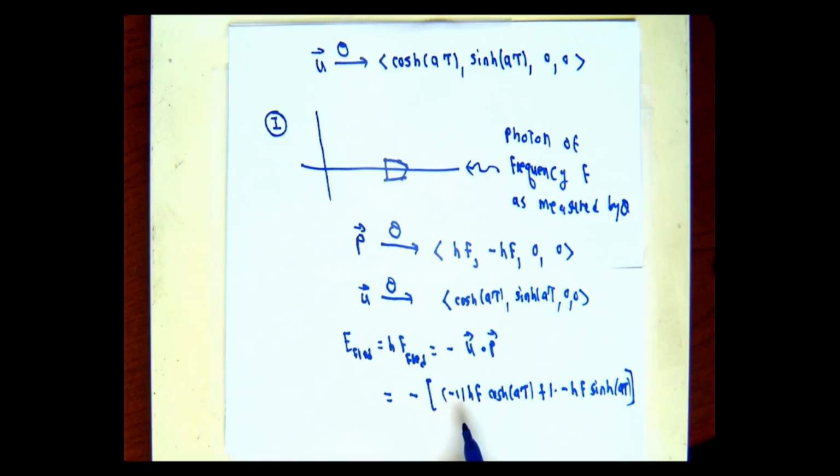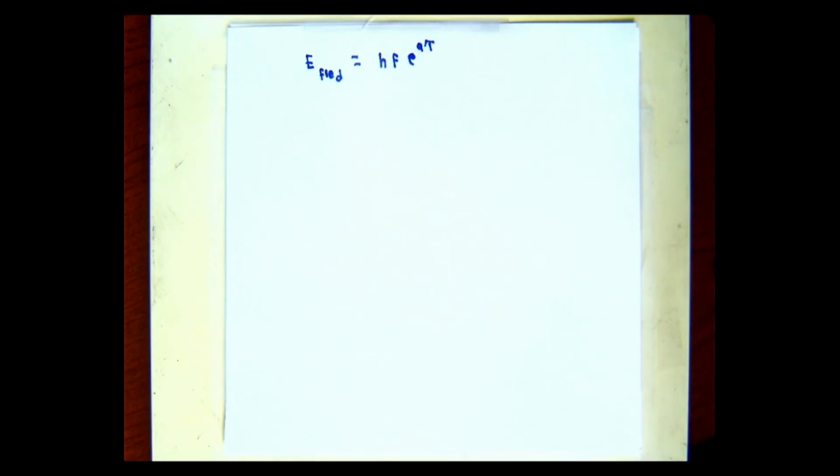negative 1 is eta 0,0. There's component 0 of the 4-momentum, component 0 of the 4-velocity, plus eta 1,1. There is the 1 component of the 4-momentum and the 1 component of the 4-velocity. Notice there's a factor of h times f in both pieces. Also, there's a minus sign in both pieces. Remembering what hyperbolic sine and cosine are, I can combine that last term inside the parentheses and find out that the energy as measured by Fred is the energy as measured by O multiplied by e raised to the a times tau power.